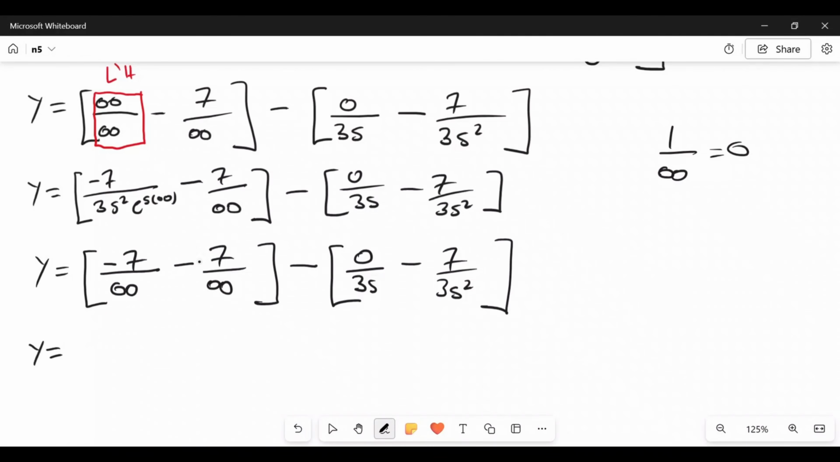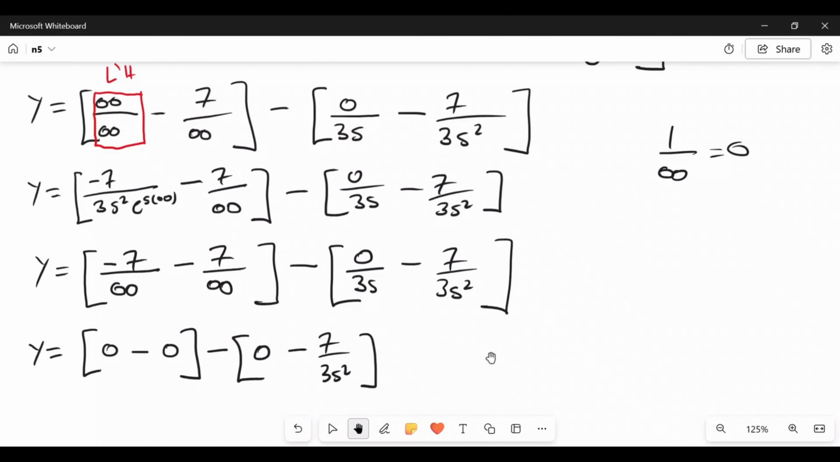Now, let's look at the first bracket there. We have negative 7 divided by infinity. This is going to give us 0. We also have negative 7 divided by infinity. That is also 0 there. So the first bracket is useless. Now, let's look at the second bracket. We have 0 divided by 3s. That is going to be 0. And we're left with minus 7 over 3s squared.